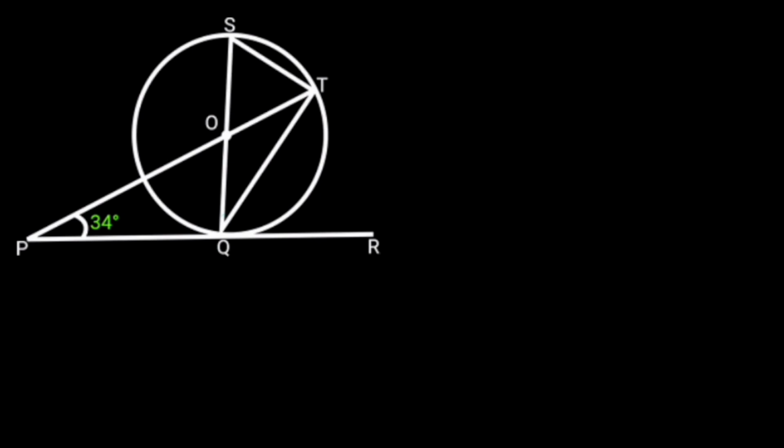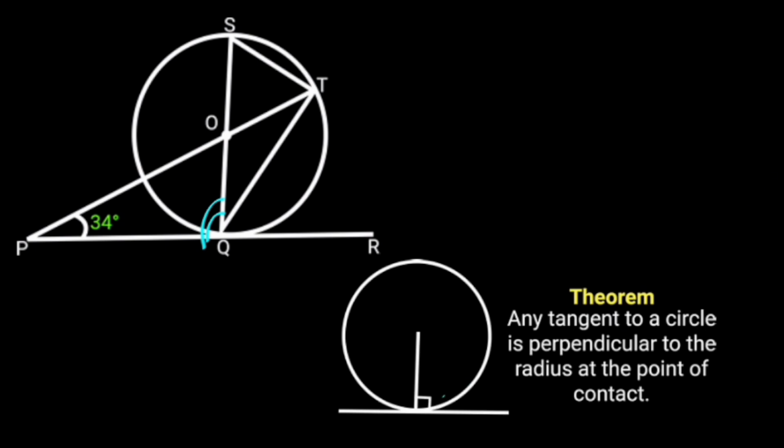From the diagram, angle OQP is an angle between the tangent and the radius. Let's recall the circle theorem of angle between tangent and the radius. It states that a tangent to a circle is perpendicular to the radius at point of contact. That is, the angle between the tangent and the radius of a circle drawn through the point of contact is 90 degrees. Hence, angle OQP is equal to 90 degrees.